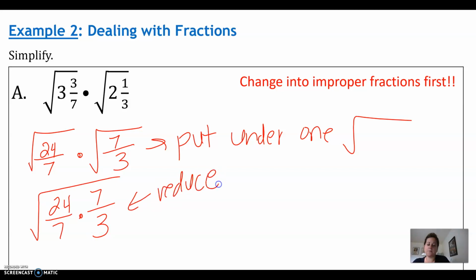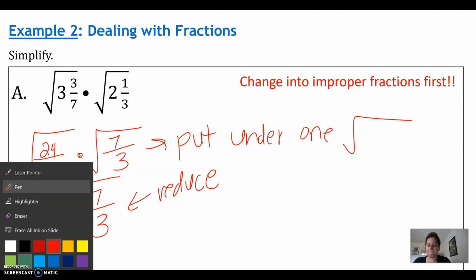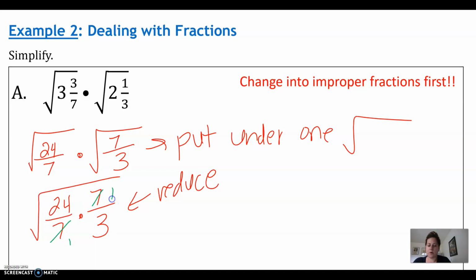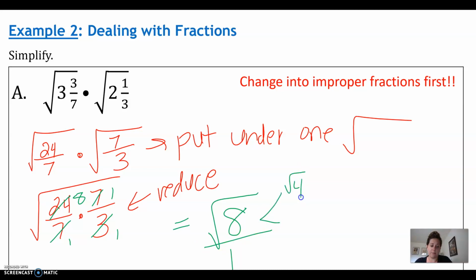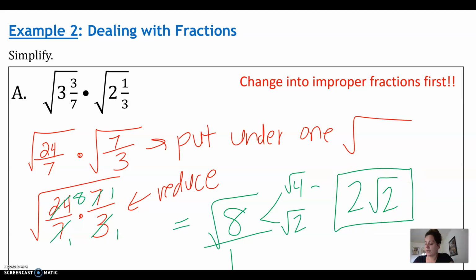Reduce, so 7 and 7 become 1. 3 and 24 become 8 and 1. So it looks like you're just getting an 8. However, where did the radical symbol go? Radical symbol. And this is over a 1, so this 1 does not matter. But we need to break this apart. And it looks like my final answer will just be 2 radical 2.